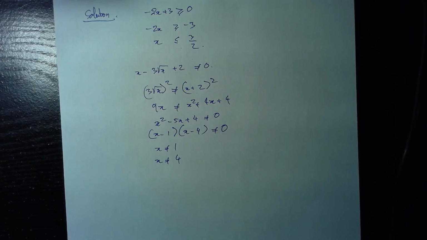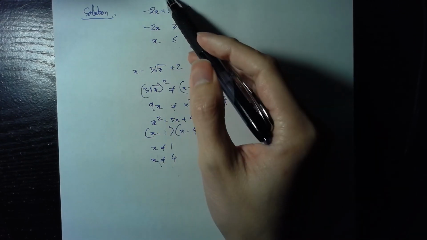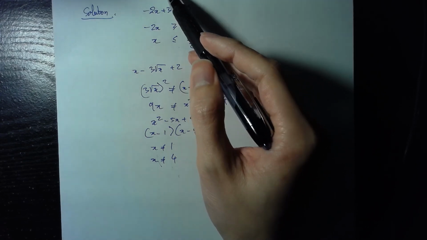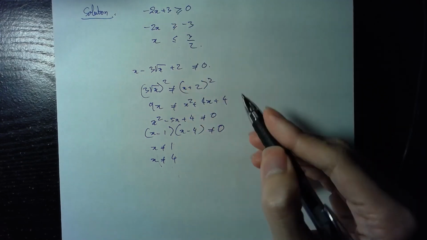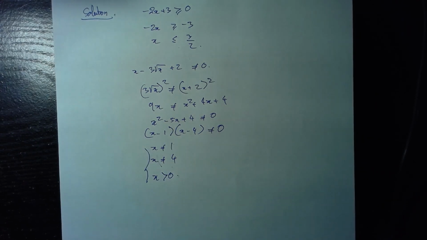Okay. So the domain for the bottom will be everything except for 1 and 4, but we have to consider the square root of x again, the radical of x, because we're not allowed to have a negative number here, so we have to include that x must be greater than 0 also.